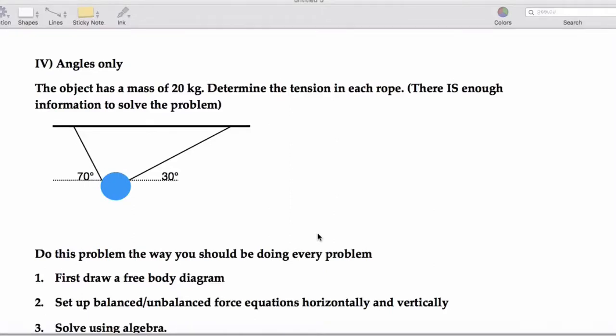For number 4, I'm going to get you set up with this problem, but I'd like you to try to come up with the solution on your own to class, and we'll discuss then. So we've got T1 here, we've got T2 over here, and we have FG pointing down. You see how I drew the free body diagram there.